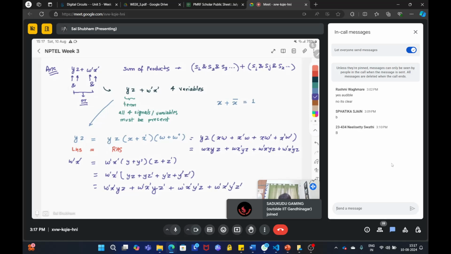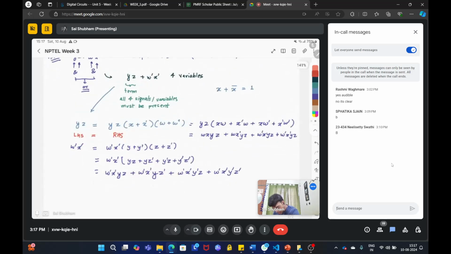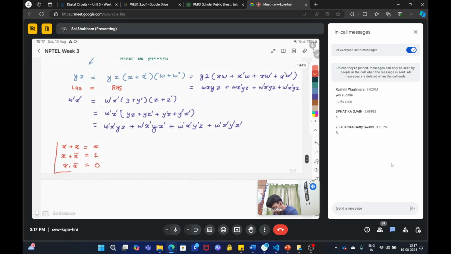Okay, so now we have to look if there are any common terms. Suppose one signal is high, if we OR it with that signal only, it will remain the same. If we OR it with its complement, it will become 1. If we AND it with its complement, it will become 0. So this is the basic Boolean logic. We have more, like x plus 0 is still x, x plus 1 is equal to 1.